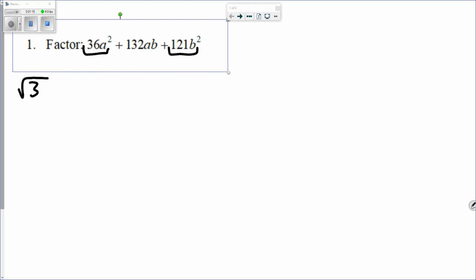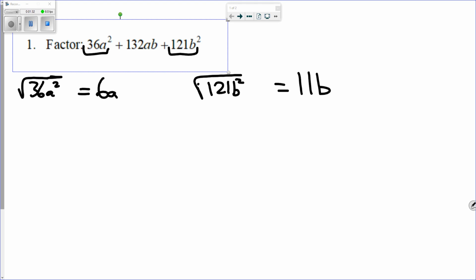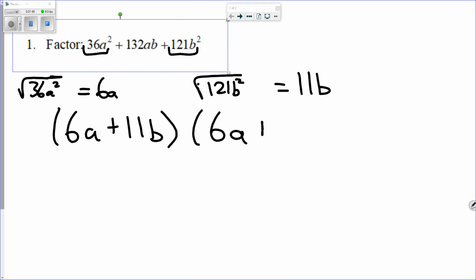If we take the square root of 36a squared, that's going to be 6a. If we take the square root of 121b squared, that's going to equal 11b. Now, ideally, in a perfect world and in a perfect example, we could just go, okay, our factors are going to be 6a plus 11b. We kind of have to worry about this middle term here.